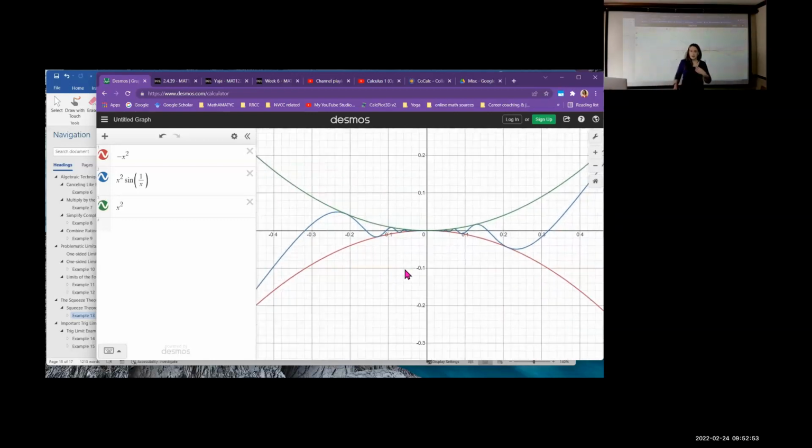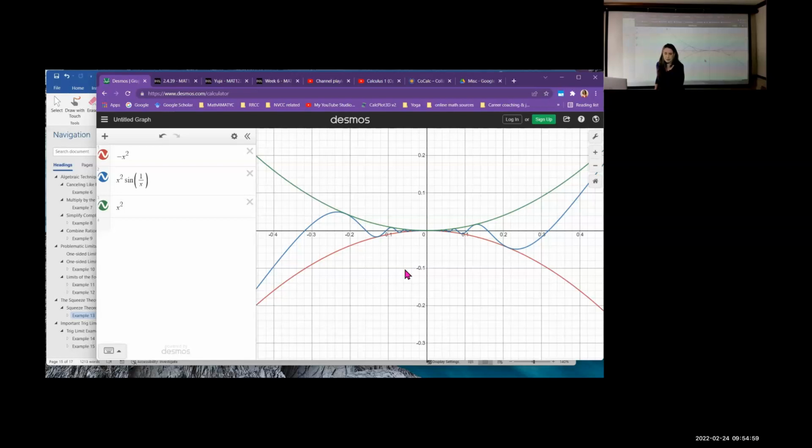So I want you to think about that for a second and think about what this must mean for the limit of the one trapped between. Okay, someone explain to me what's happening in the graph and what the limit as x squared sine of 1 over x approaches 0, what it has to be. What's the limit have to be? Has to be 0. Has to be 0.